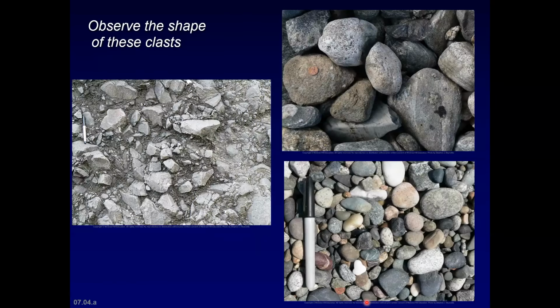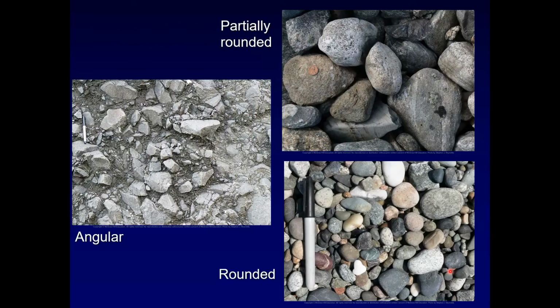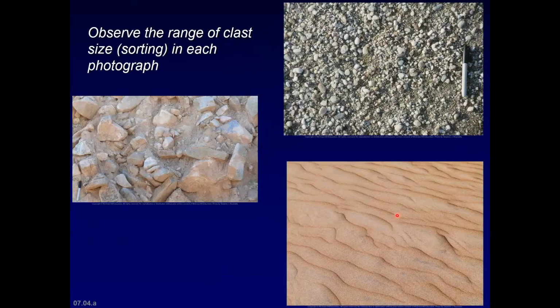We can also look at the shape of sediment. So this is angular. This is what we call partially rounded. It's kind of in between rounded, which is down here, and angular. Angular, partially rounded, rounded. And the range of different clast sizes is called sorting.